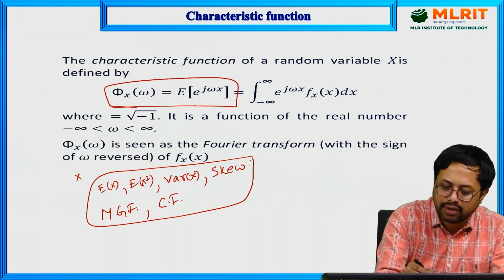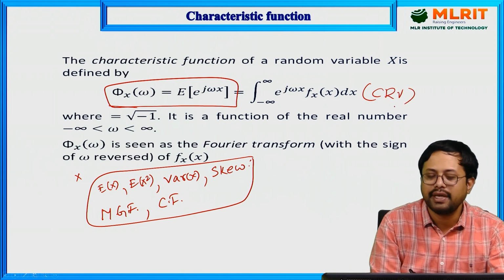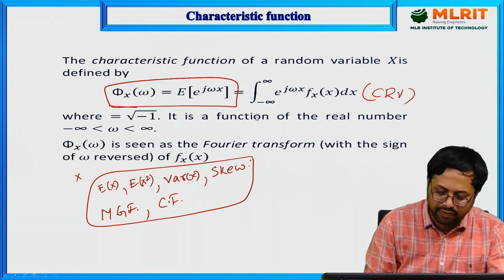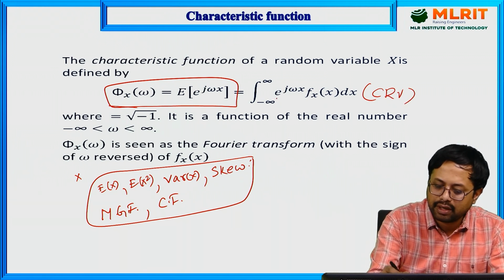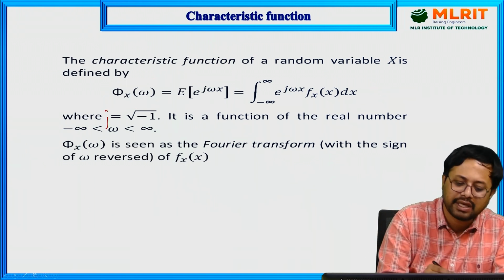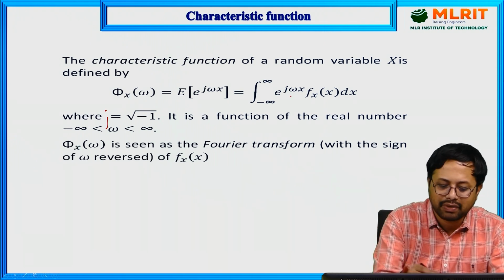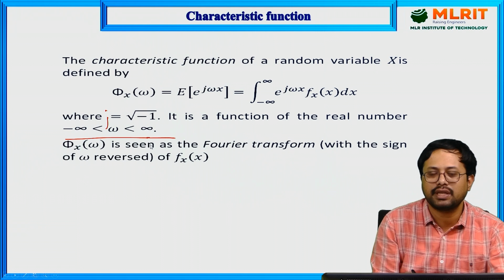When you extend to the continuous random variable case, it is the integral from minus infinity to infinity of exponential to the power of j omega x times fx of x dx. Here j represents the imaginary parameter, which is equal to square root of minus 1. Here omega lies between minus infinity and infinity.